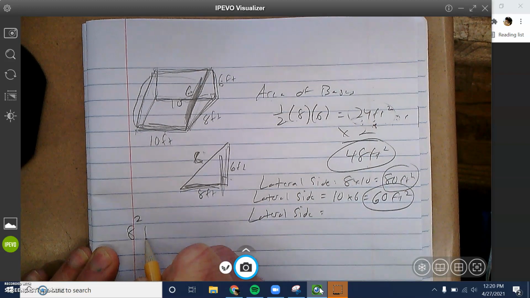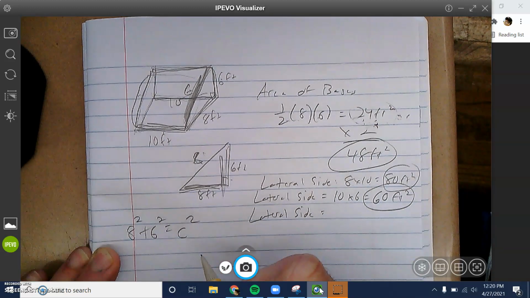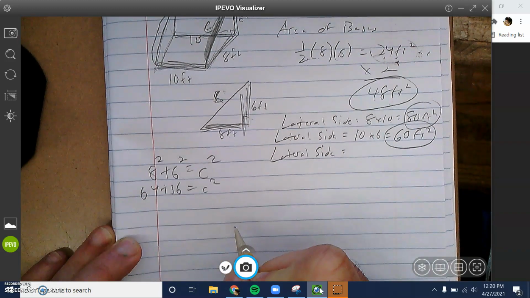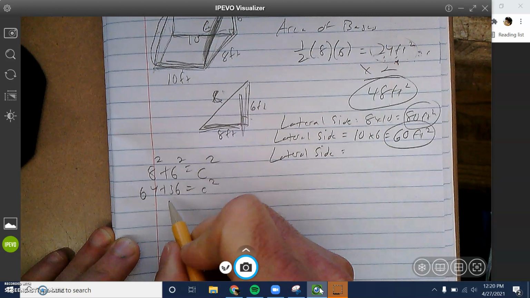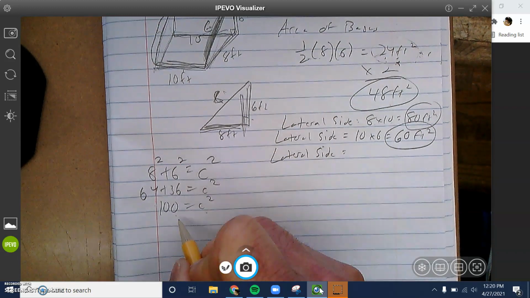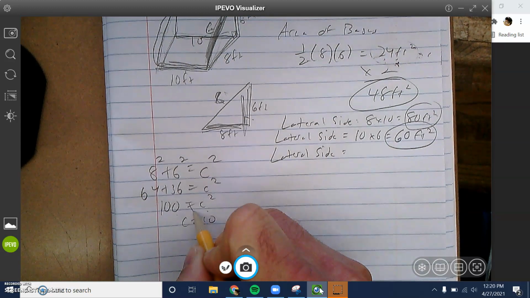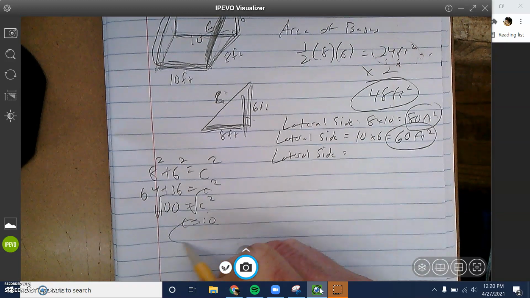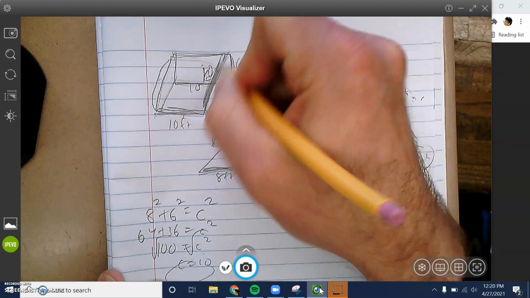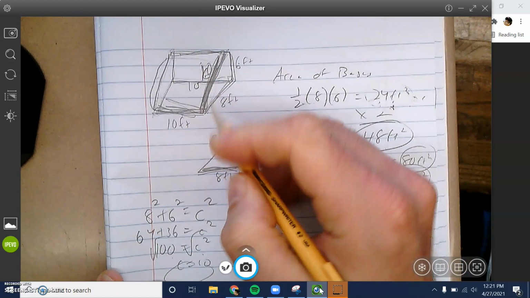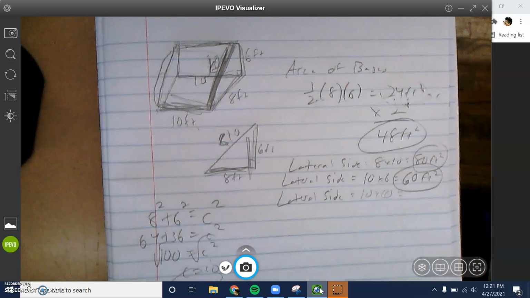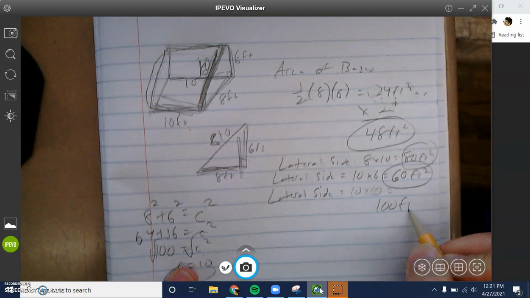So 8 squared plus 6 squared equals c squared. So 64 plus 36 equals c squared. 64 plus 36 is 100. What number times itself is 100? Yeah, 10. You could square root it, it's the same thing, 10. So this is 10 right here, which is 10 right here. Add it to your picture. So this is 10 times 10, which is my other lateral side, which is obviously 100 feet squared.